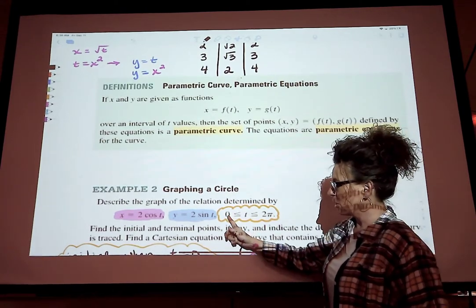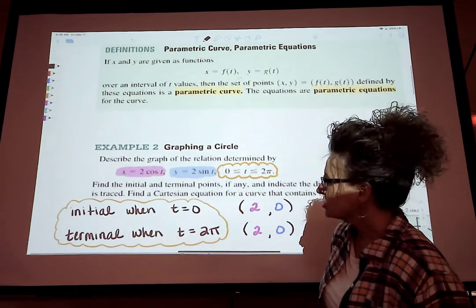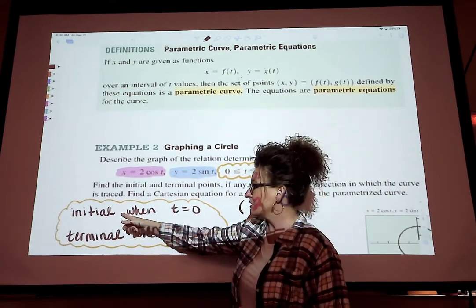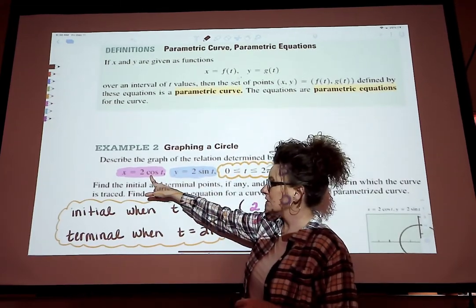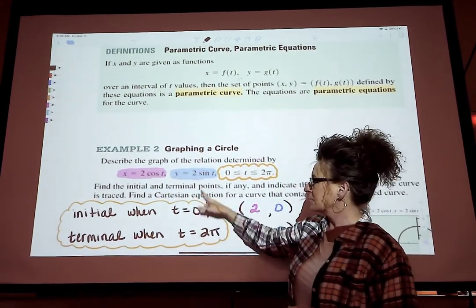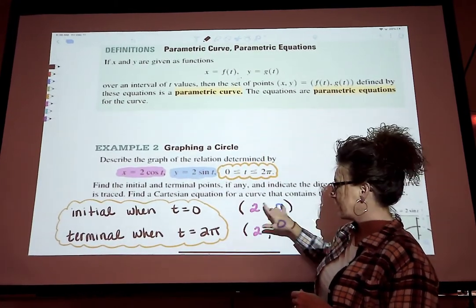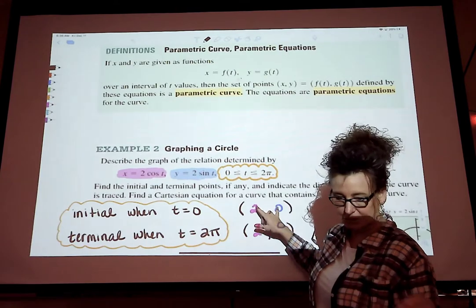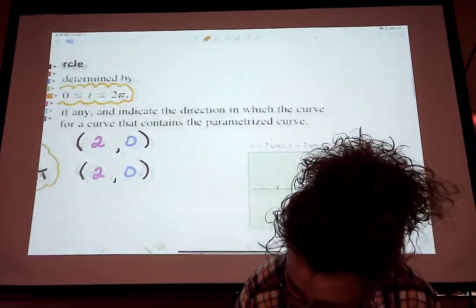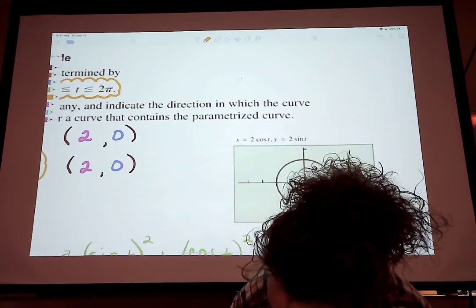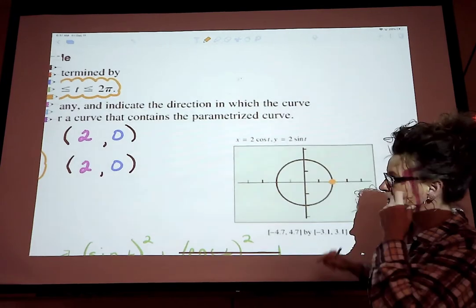Let's look at time going from 0 to 2 pi. So a couple things to point out here. Its initial position is when t equals 0. If I plug 0 into here, I get 2. If I plug 0 into here, I get 0. So this ordered pair, x comma y, 2 comma 0, this is its initial position. This graph started here.